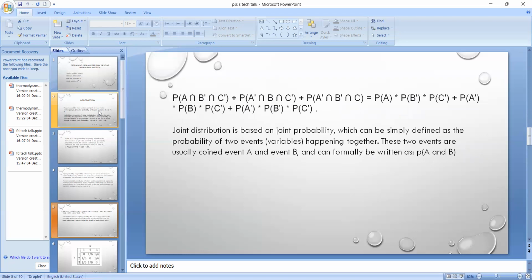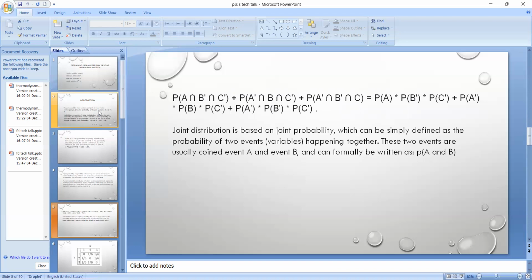P of A intersection B dash intersection C dash, and P of A dash intersection B intersection C dash, plus P of A dash intersection B dash intersection C, equals P of A into P of B dash into P of C dash plus P of A dash into P of B into P of C dash plus P of A dash into P of B dash into P of C dash.